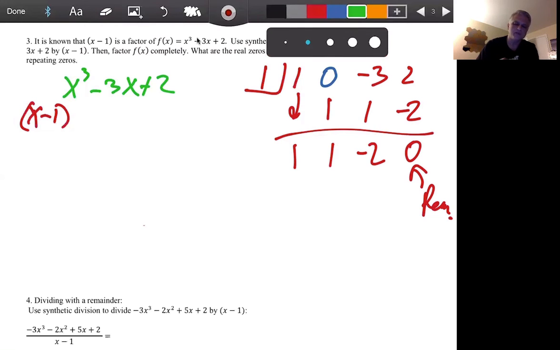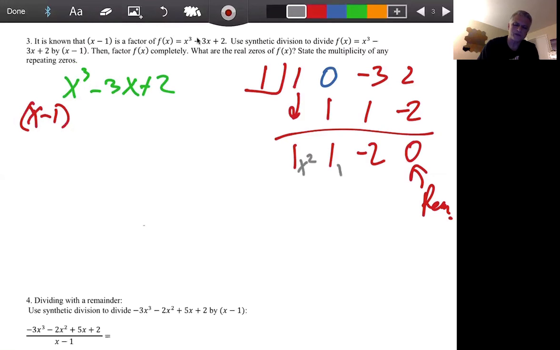So that tells me it used to be x cubed. So now this is 1x squared plus 1x minus 2. So we've got x squared plus x minus 2. Okay? But we want to factor completely. There's a quadratic here. Now we've got to go back to the product sum method of factoring. So let's bring our x minus 1 down.